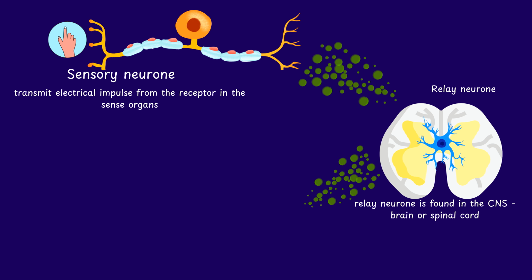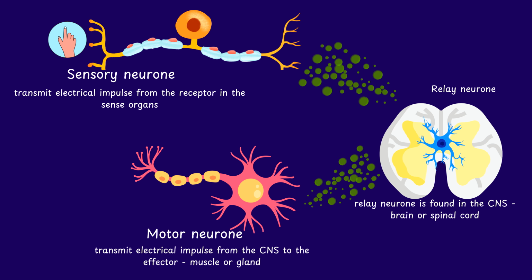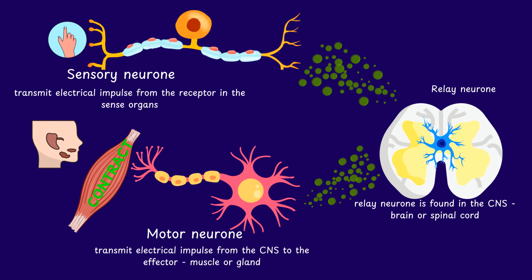The next neuron is the motor neuron. The motor neuron transmits electrical impulses from the CNS to the effector, and the effector could either be a muscle, and the muscles would contract, or glands, and glands release chemicals.